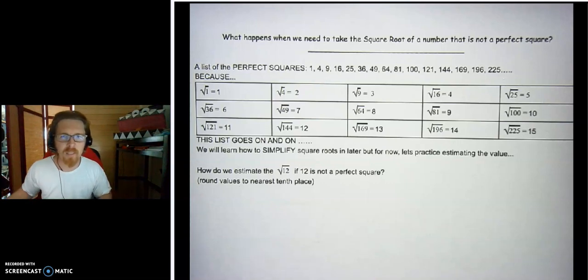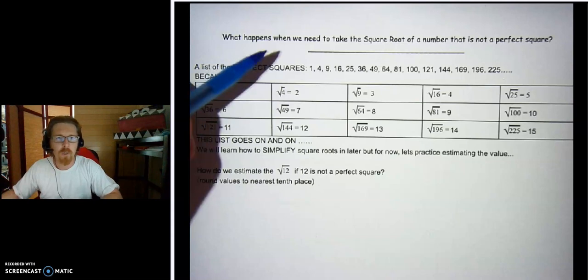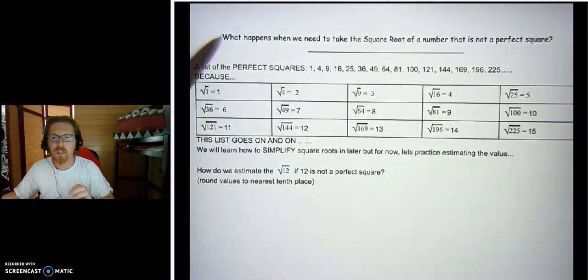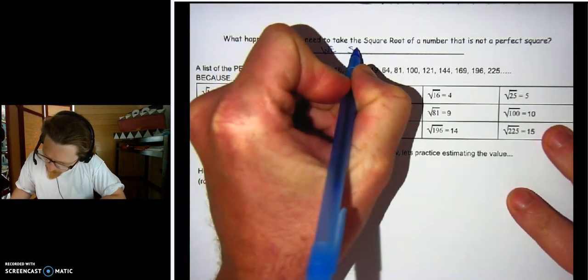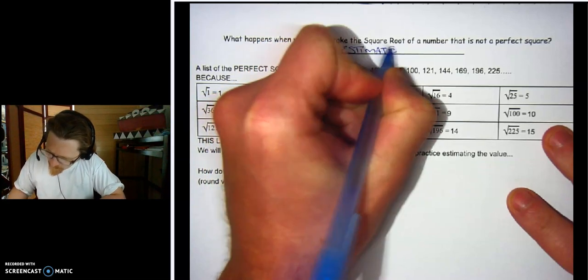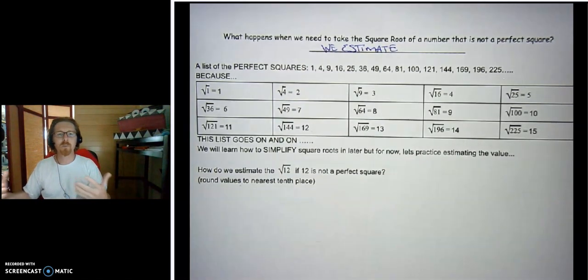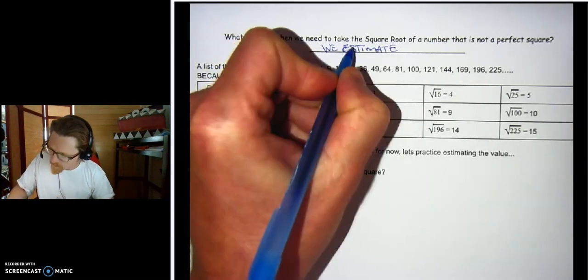Hi Math, I'm Andy. What happens when we need to take the square root of a number that is not a perfect square? Well, what we're going to do is estimate. We're just going to take a guess. We're going to get as close as we can to the actual answer without using a calculator to do it.